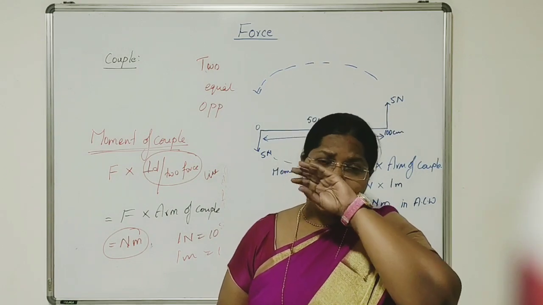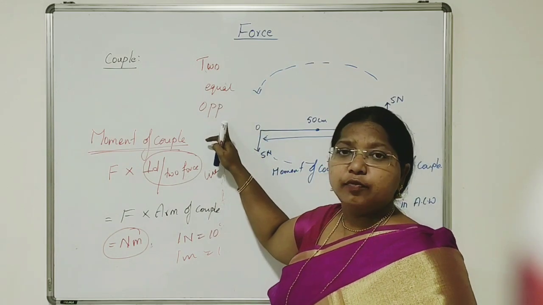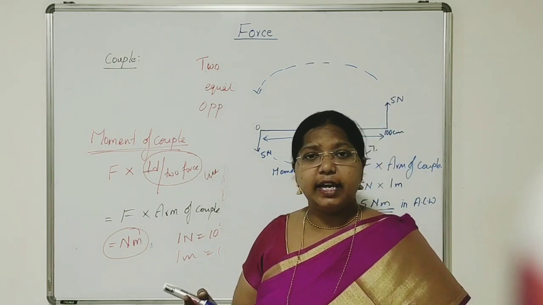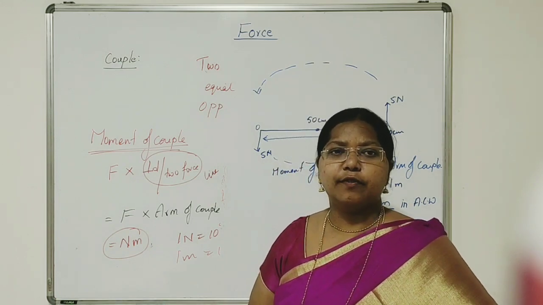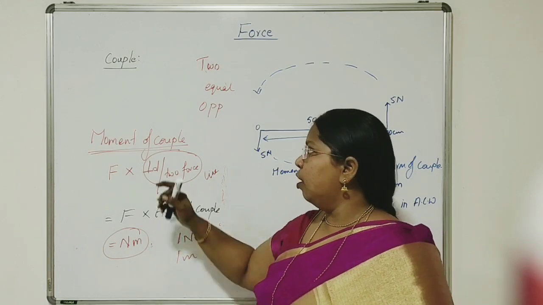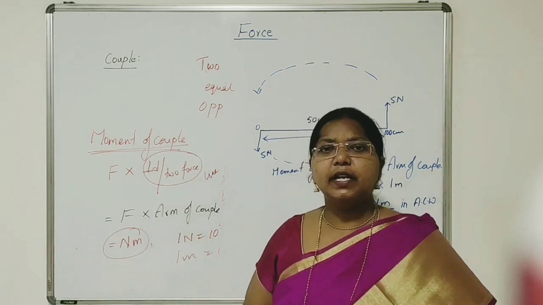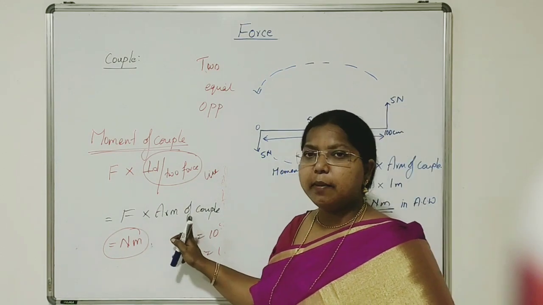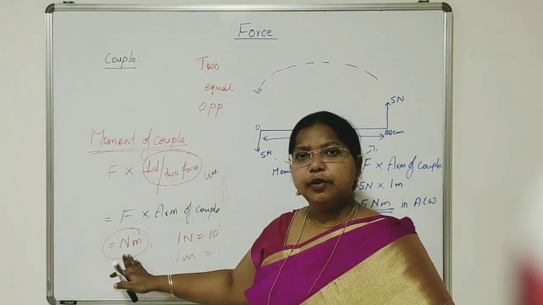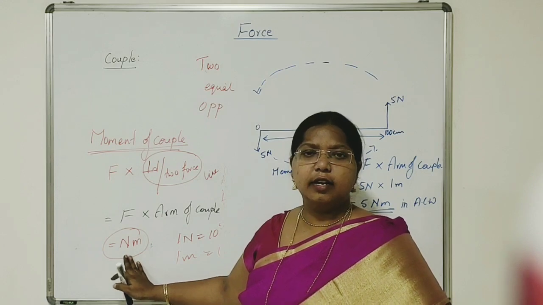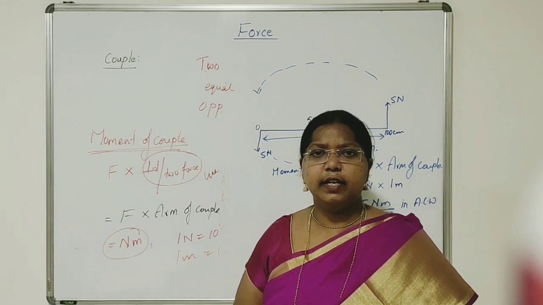So let me conclude today's class. What is a couple? Couple is two equal and opposite forces acting on two different lines of action of force. Moving on to moment of couple. Moment of couple is a product of force into arm of couple, or the perpendicular distance between the two forces. The perpendicular distance between two forces is also called arm of couple. Therefore, it is the product of force and arm of couple. The SI unit is Newton meter and CGS unit is dyne centimeter. Relation between these two is 1 Newton meter is equal to 10 to the power of 7 dyne centimeter.